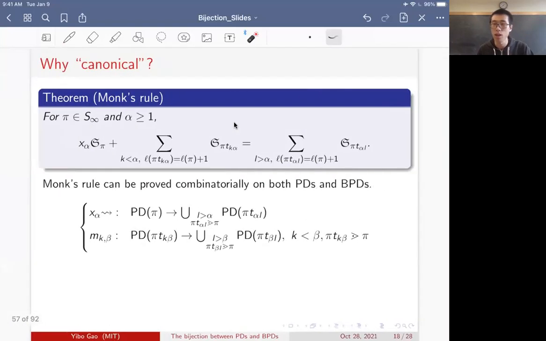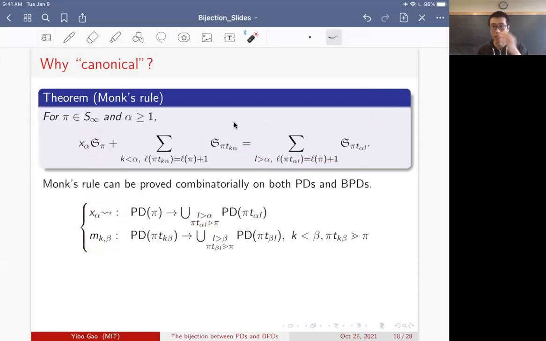Everything is now in pipe dreams, which means that I will have a bijection for the combinatorial objects on the left-hand side and the right-hand side. I'm going to write this bijection in this way. Insertion by x alpha is a map from this term to the right-hand side, or in other words, the pipe dreams of pi to this union of the pipe dreams of these things. And I'm going to write mk beta to indicate a map from one of these terms to the right-hand side. Together, these maps form a bijection.